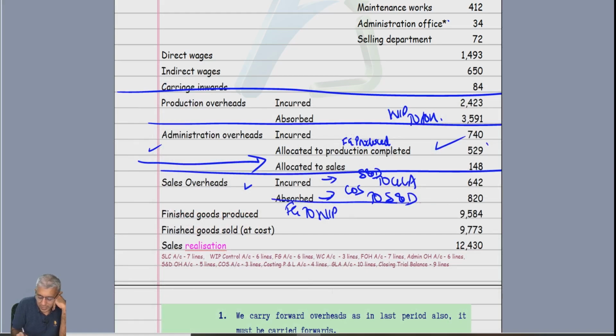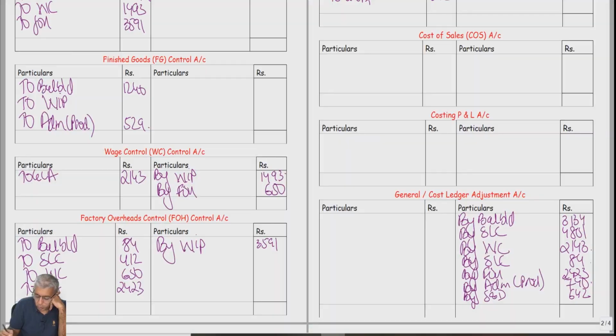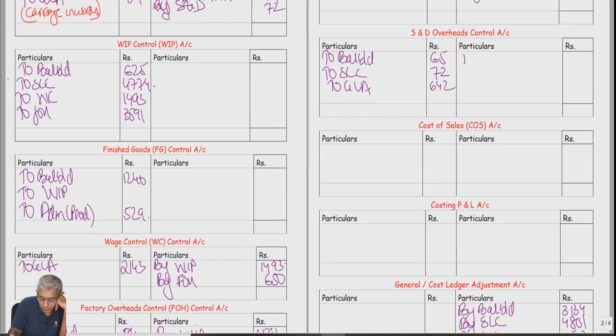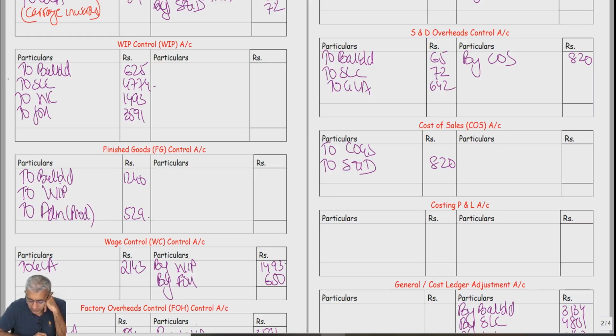Now S&D absorbed. S&D will get absorbed to cost of sales. Do this particular thing with me. Write down over here by cost of sales 820. In cost of sales, tell me first line, we always have written what entry? To COGS. I'll write down that, although I don't know the amount, that I'll wait. But then I'll be writing down to S&D. I prefer to write down the things in order, so therefore we don't forget anything. To S&D 820.